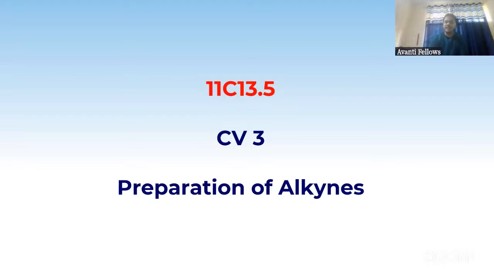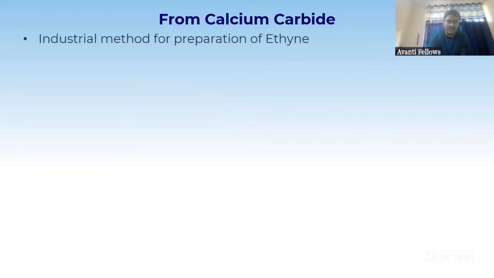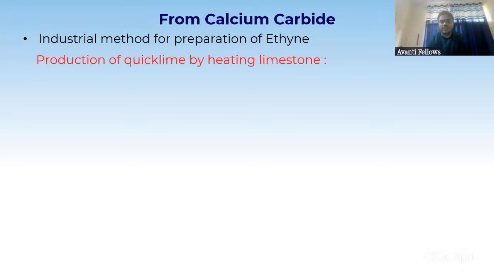So let's see how you will prepare alkyne. The first method for the preparation of alkyne is from calcium carbide. So from calcium carbide, we prepare alkyne. How will you prepare? Let's see. This is the industrial method for the preparation of ethine, and production of quicklime by heating limestone. Remember this thing.